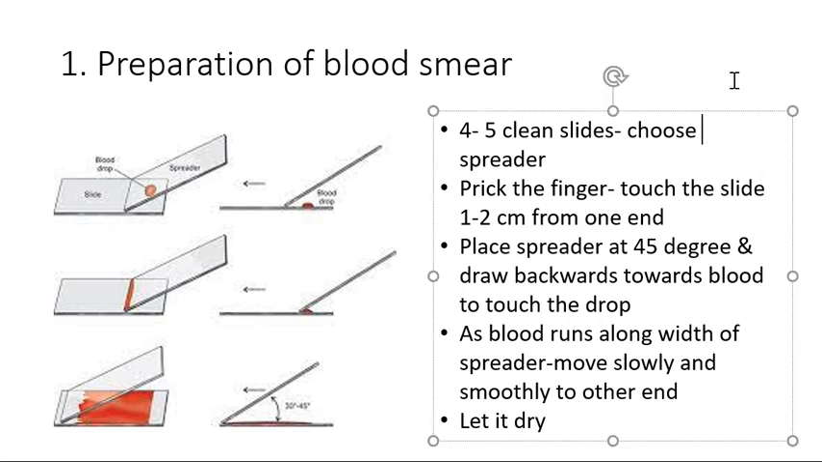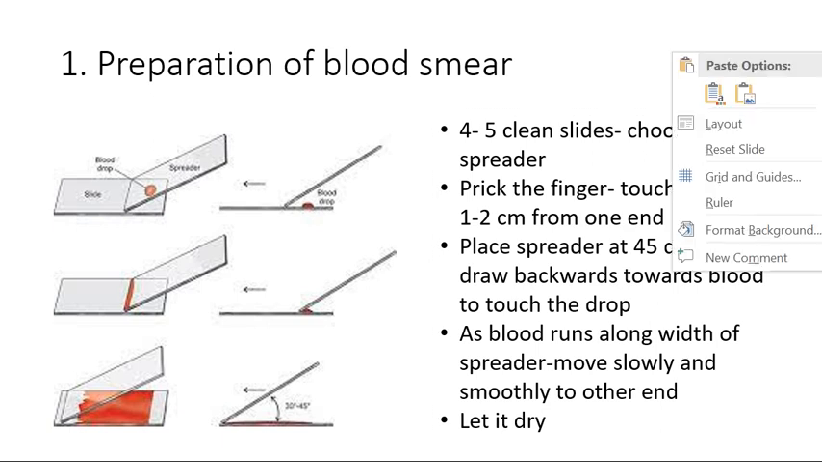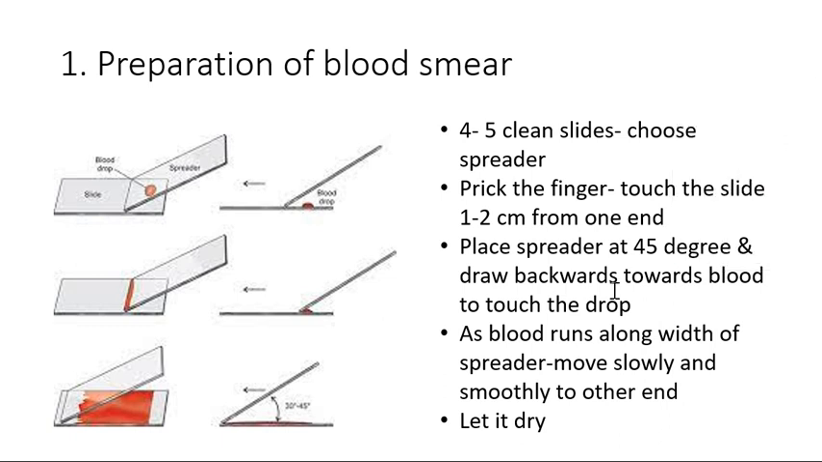If you can see in the image, the angle is also shown, right? So you have to place the spreader at 45-degree, and now this is 45-degree angle. You have to place it and you have to draw it toward the blood, this way, toward the blood, right? As the blood touches the slide by capillary action, it will spread throughout the width of slide.